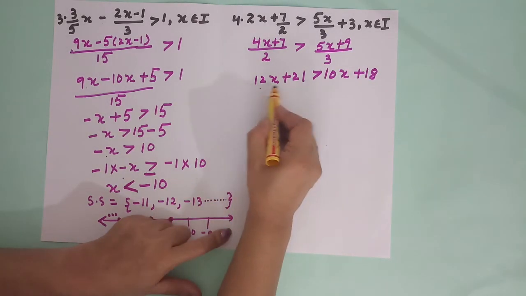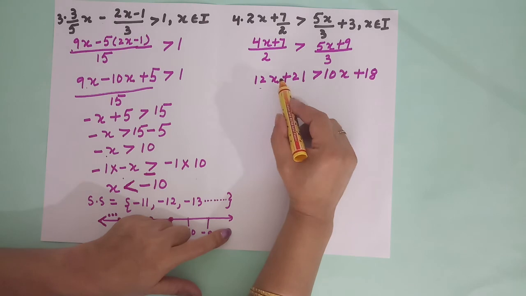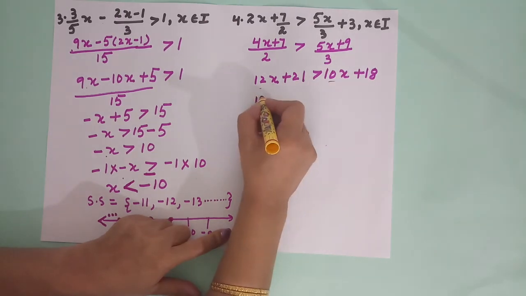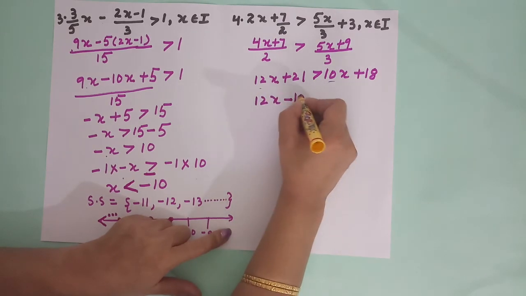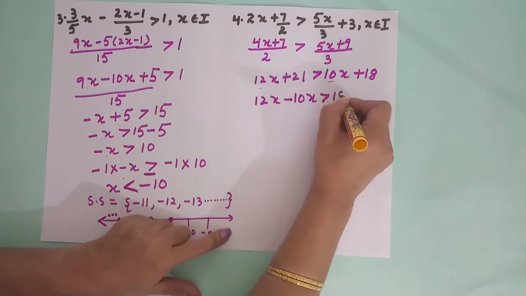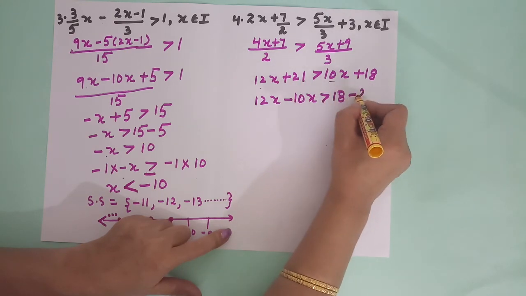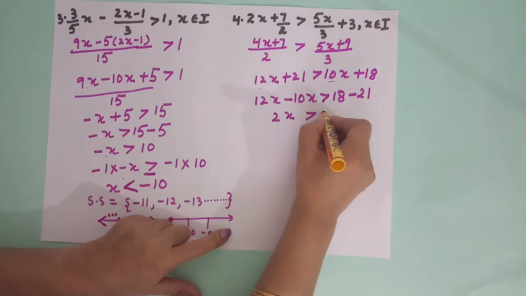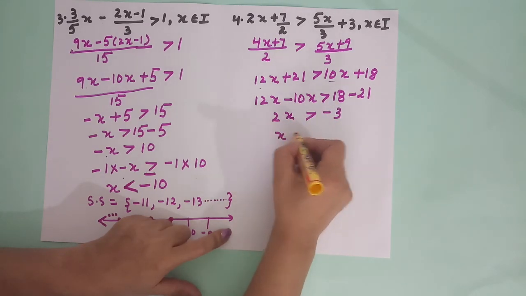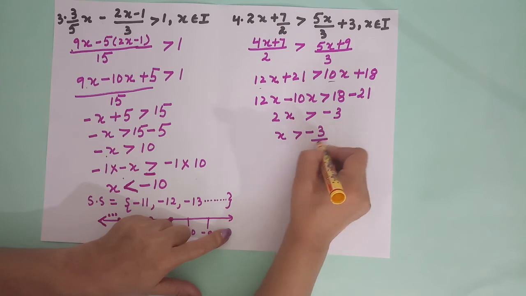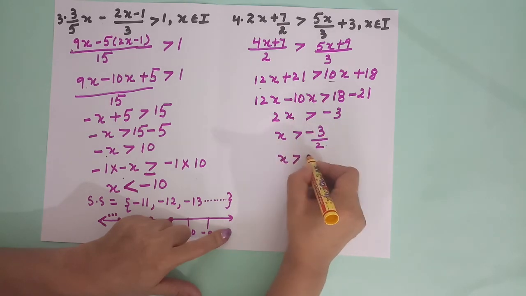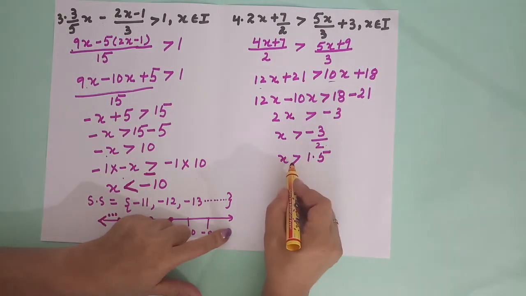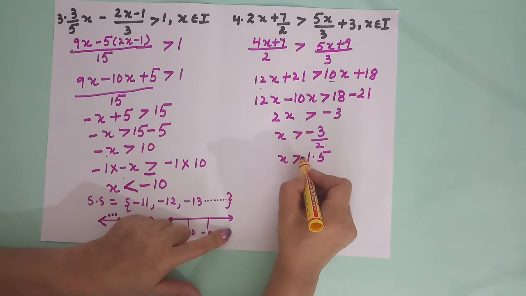Now you see you have x on both the sides. We will shift the smaller one towards the bigger one. So 12x minus 10x is greater than 18, and this will shift to this side, minus 21. So 2x is greater than minus 3. So my x is greater than minus 3 by 2. What does that mean? X is greater than minus 1.5 and x is an integer.